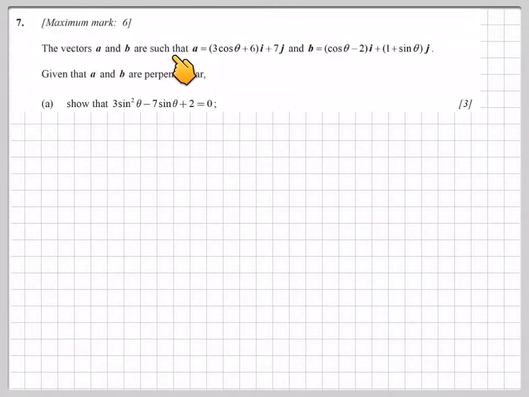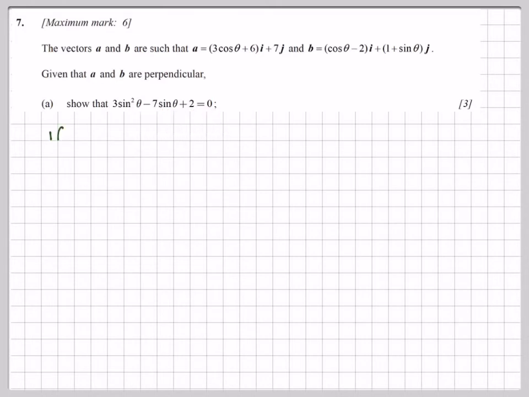The vectors a and b are such that a is equal to (3 cos theta + 6)i + 7j, and b is (cos theta - 2)i + (1 + sine theta)j. Given that a and b are perpendicular, show that 3 sine squared theta minus 7 sine theta plus 2 is equal to 0.